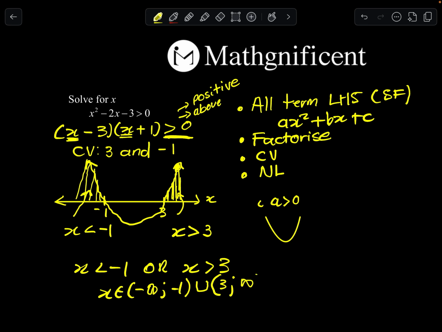So this is how you can solve or work with inequalities, particularly quadratic inequalities. Make sure that you can recall these steps here.